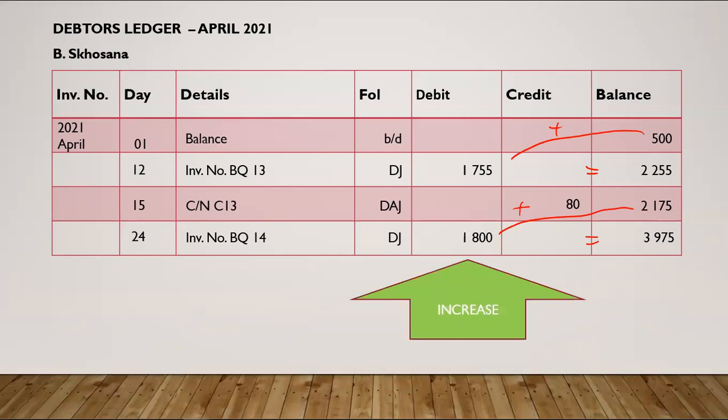Okay, remember that it goes up on the debit side whenever a debtor buys on credit. It goes down on the credit side whenever a debtor pays us back or returns goods. And whatever comes to the debtor's ledger, I repeat, must always be at SP. Whatever you bring here must always be at SP. SP stands for the selling price. Let's go back to the question.